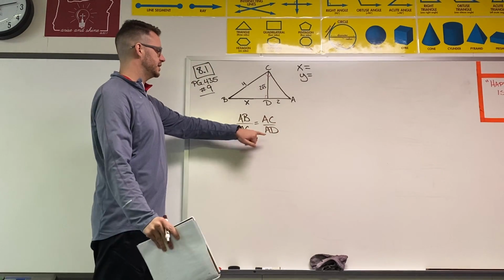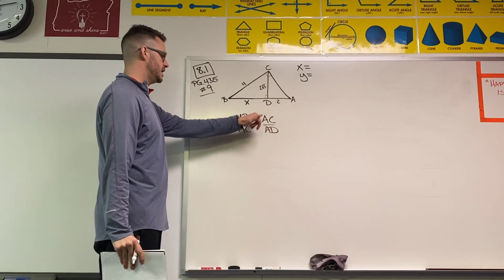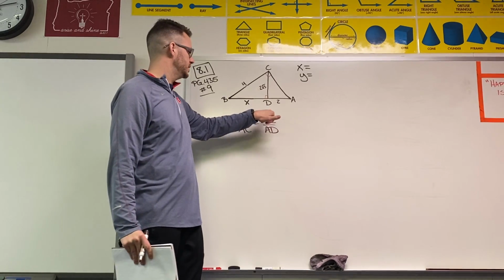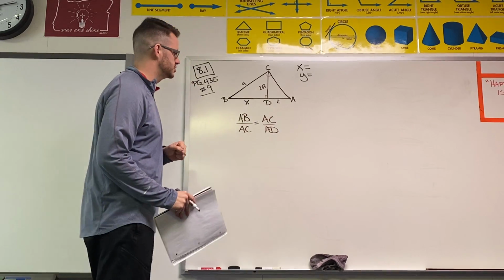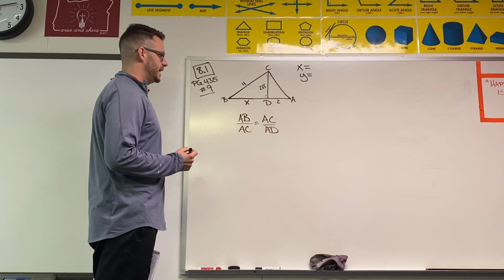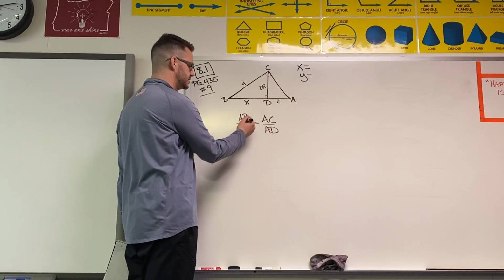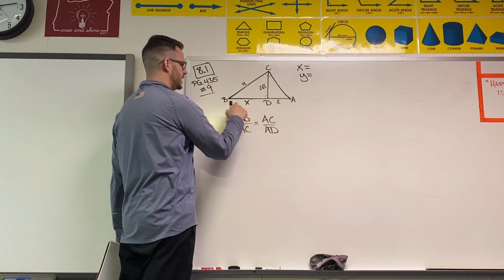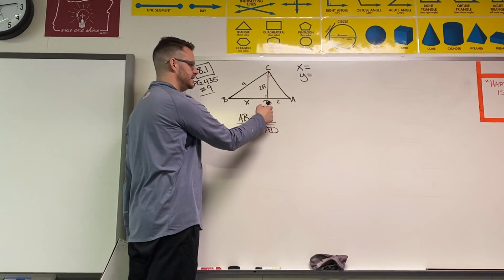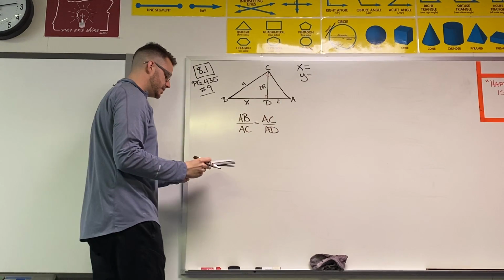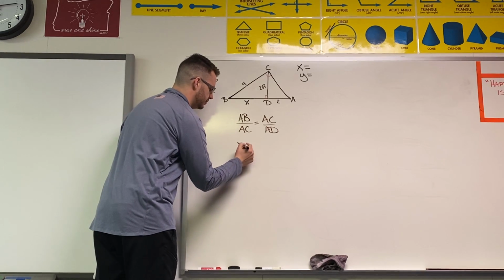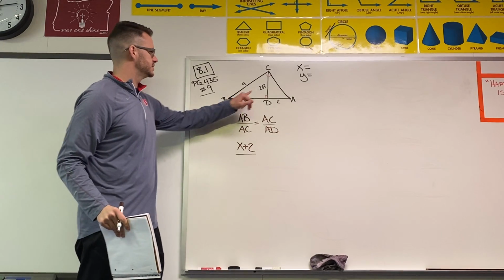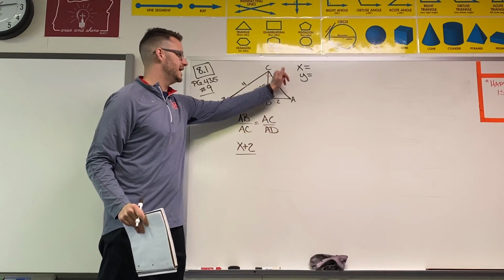Now, just a reminder, when you're setting up these proportions for geometric means, the denominator of the first ratio and the numerator of the second ratio will always be the same anytime you're finding geometric means. So I need to go ahead and plug in my values for these different segments. So for segment AB, we have BD, which is x, and AD, which is 2. So that entire segment would be the sum of those two segments. So x plus 2.